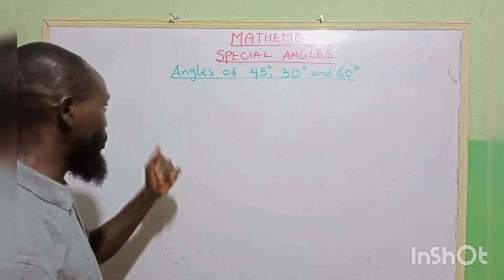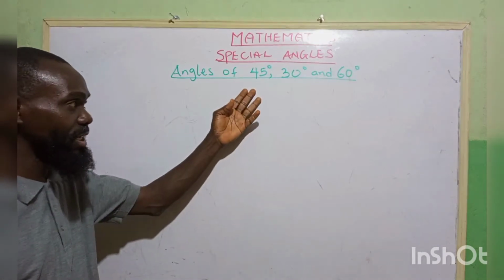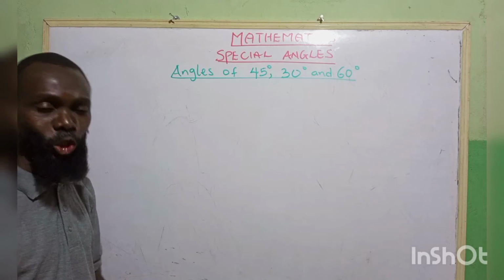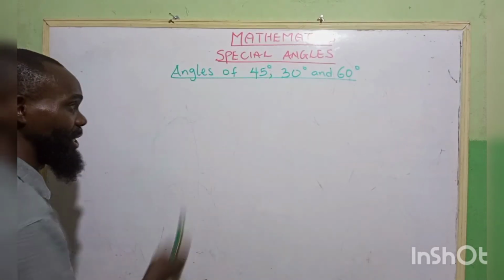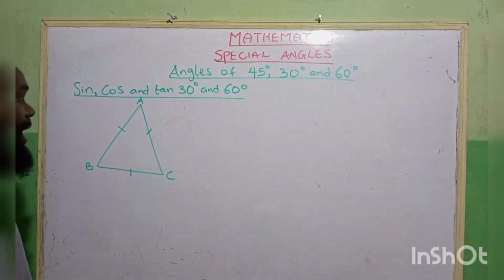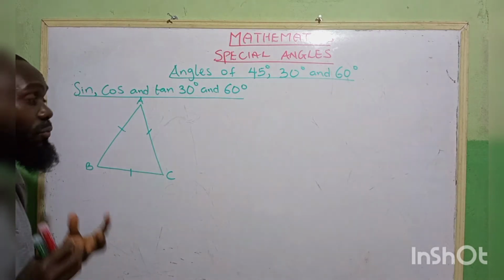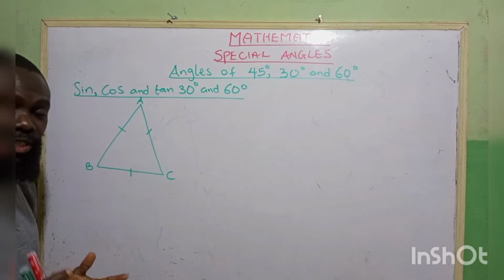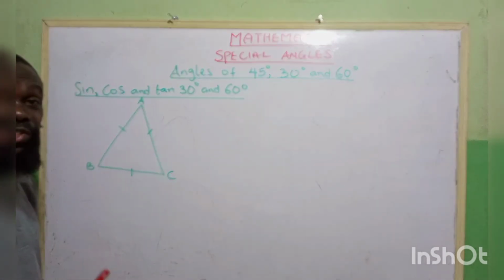Now, we want to look at how to get the values for angles of 45 degrees, 60 degrees, and 30 degrees without the use of a calculator. Let's start from angle 30 degrees and angle 60 degrees. Sin, cos, and tan of 30 degrees and 60 degrees can be derived from an equilateral triangle. This is a triangle in which all the three angles are equal to 60 degrees.